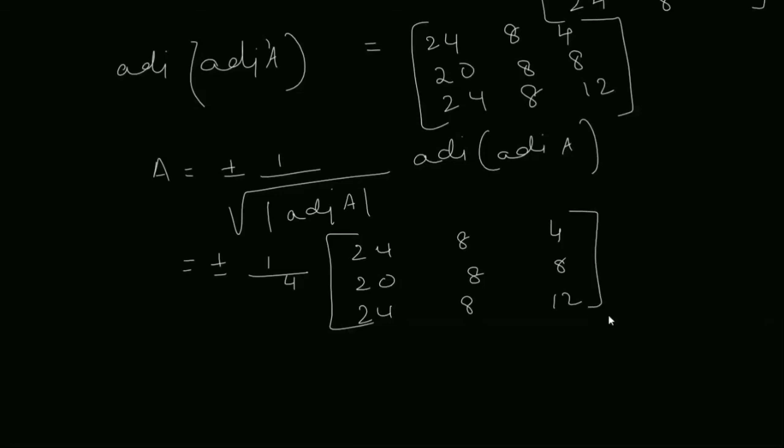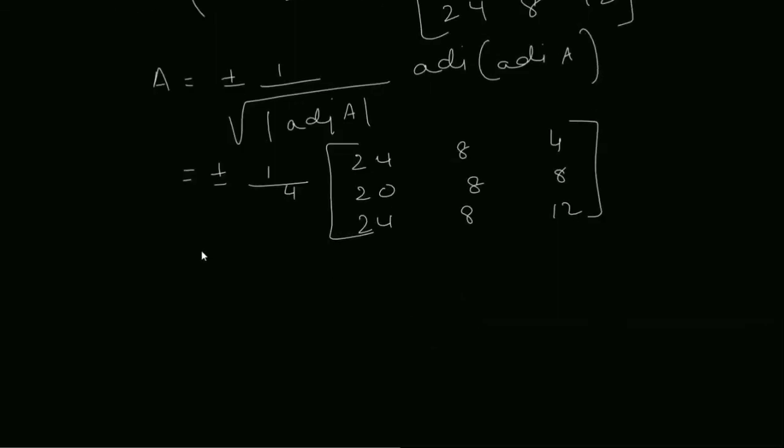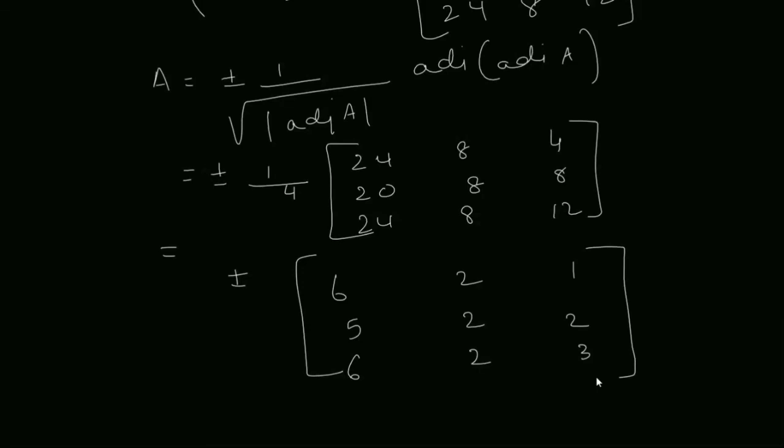You have a divisor of 1 by 4, and you divide all the elements by it, which gives plus or minus. So what do we get now? 24 by 4 is 6, 2, 1; 5, 2, 2; 6, 2, 3. The adjoint matrix is given, and we found the matrix A as 6 2 1, 5 2 2, and 6 2 3. Hence we found the matrix A. Thank you.